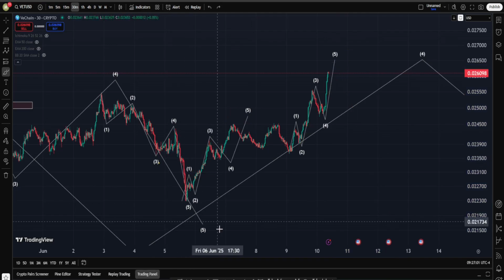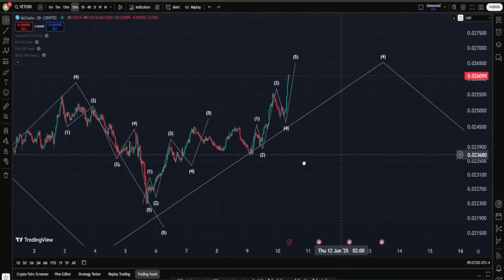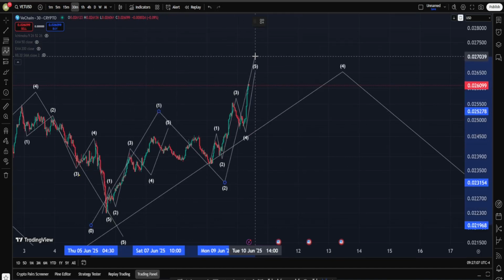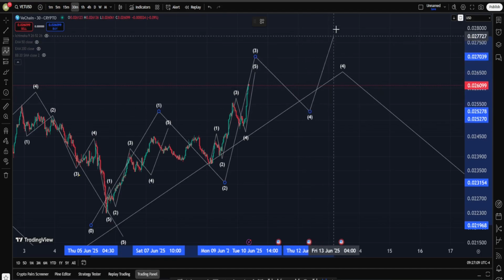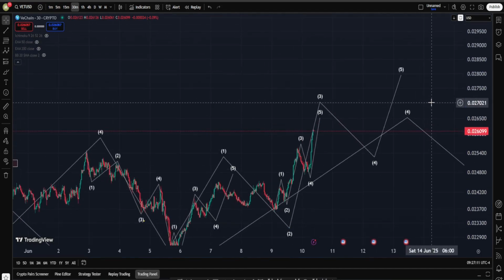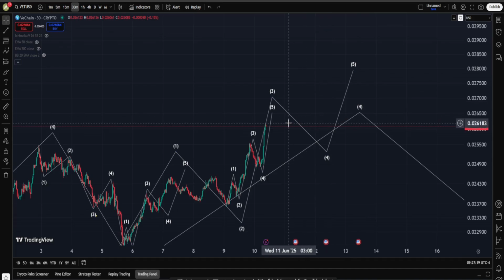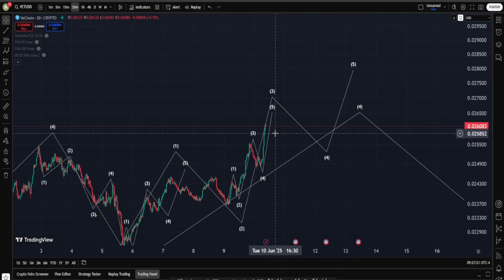The other one suggests maybe this is an impulsive structure, and on a higher degree this can be a wave 1, correction for 2, another move up into wave 3, correction for 4, and yet another move on the upside into wave 5. Which scenario is going to happen in the short term? Nobody has the answer for you. That's why I would like to argue right now in VeChain is absolutely decision time.